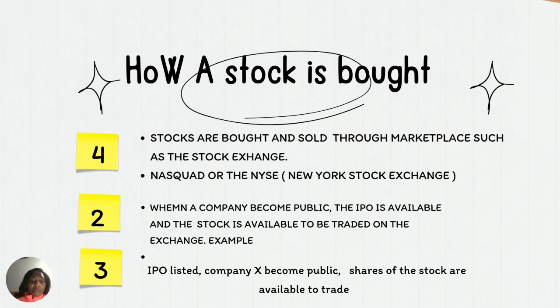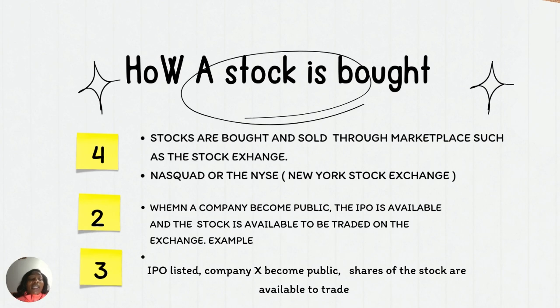How is a stock bought? Stocks are bought and sold through marketplaces such as the stock exchange. NASDAQ is one of them, and NYSE is the New York Stock Exchange. That's where all the transactions happen, guys. When a company becomes public, the IPO is available. The IPO is what identifies when the company's stock is available to be traded on the exchange, meaning the IPO is listed for company X.